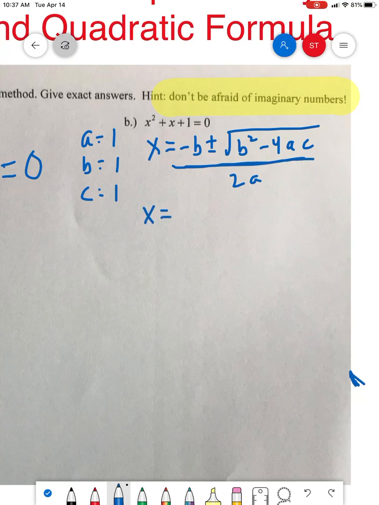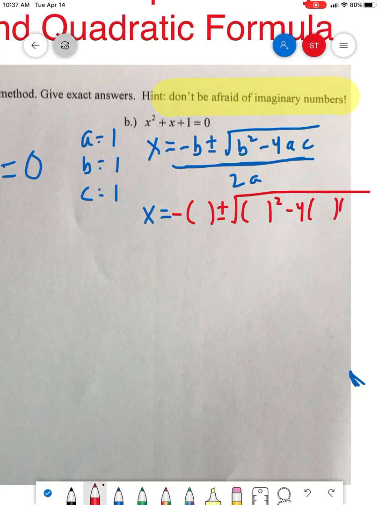I also recommend, watch this move. I'm going to put parentheses everywhere I see a variable. If you don't do that and you use a calculator, you will make mistakes.